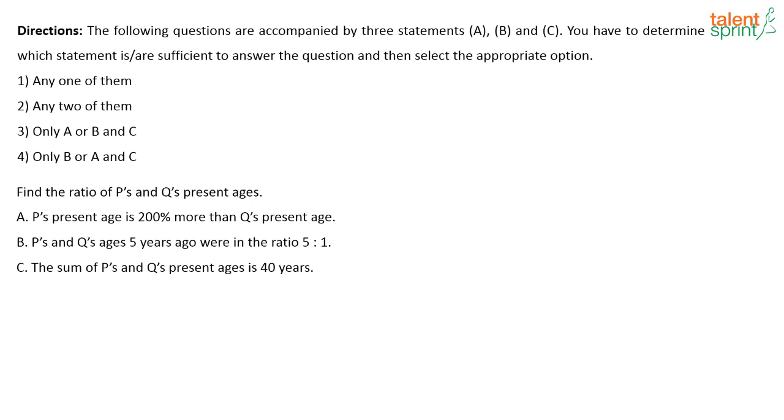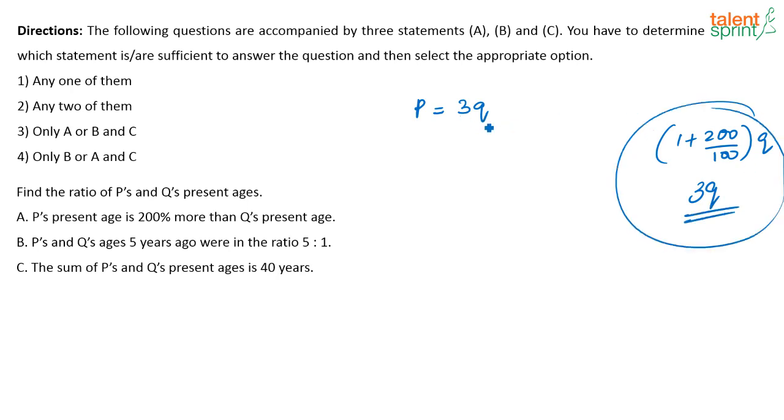Moving on, next question. Find the ratio of P's and Q's present ages. P's present age is 200% more than Q's present age. So if I take that, P is equal to 200% more than Q, which means P is equal to 3 times Q. See, 200% more means (1 + 200/100) times Q, correct? So that is nothing but 3 times Q. That's what I am directly writing here. I am just explaining why I have written P is equal to 3Q.